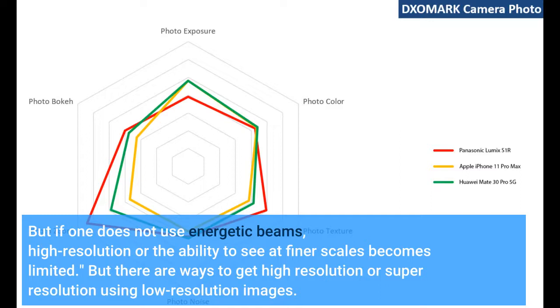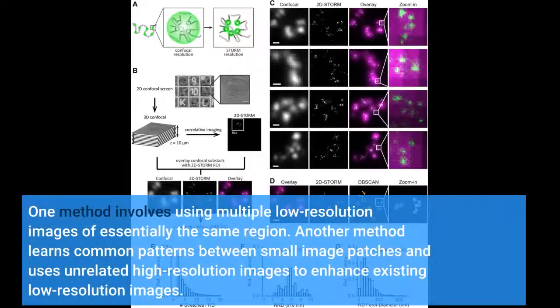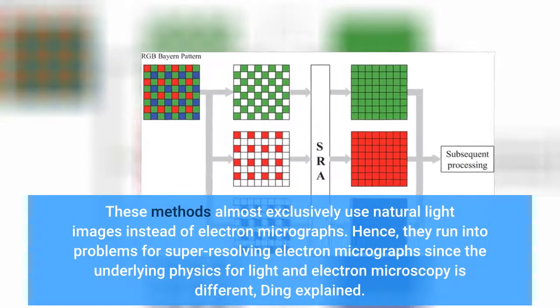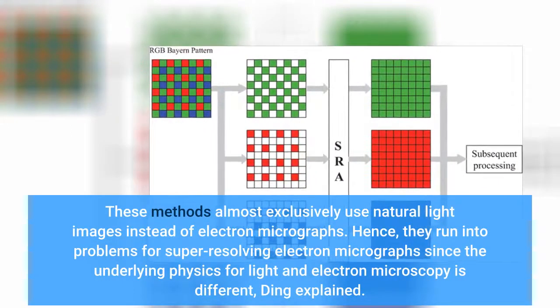But there are ways to get high resolution or super resolution using low resolution images. One method involves using multiple low resolution images of essentially the same region. Another method learns common patterns between small image patches and uses unrelated high resolution images to enhance existing low resolution images. These methods almost exclusively use natural light images instead of electron micrographs. Hence, they run into problems for super-resolving electron micrographs since the underlying physics for light and electron microscopy is different, Ding explained.